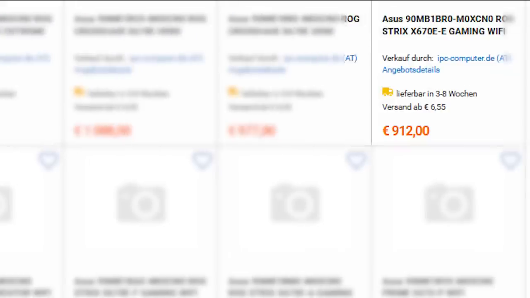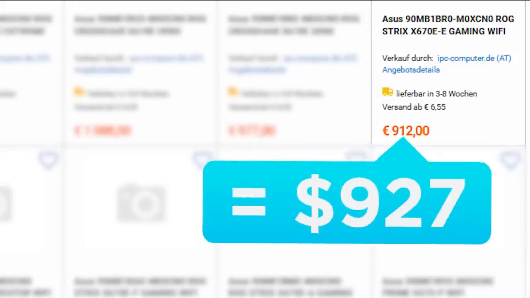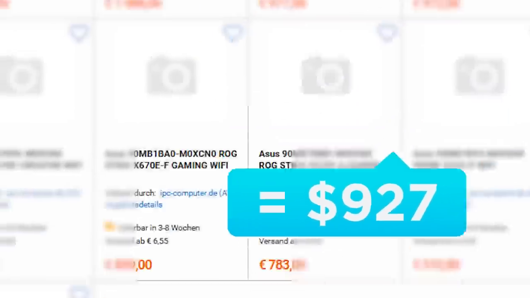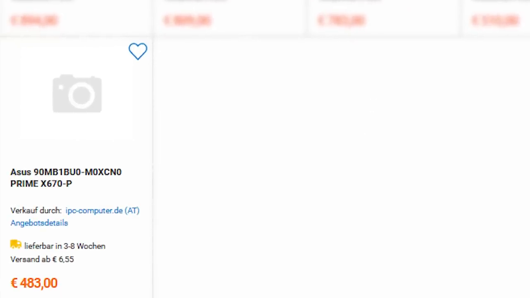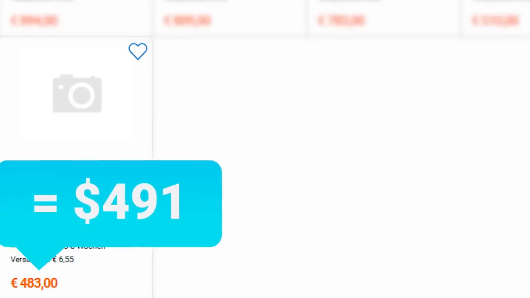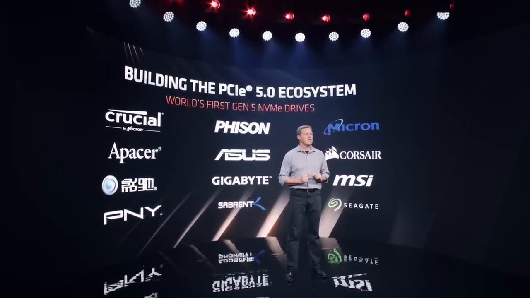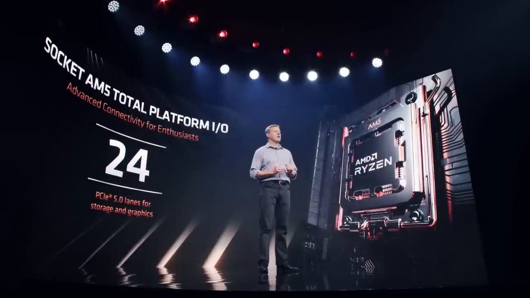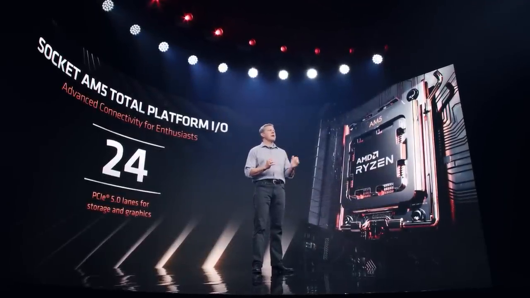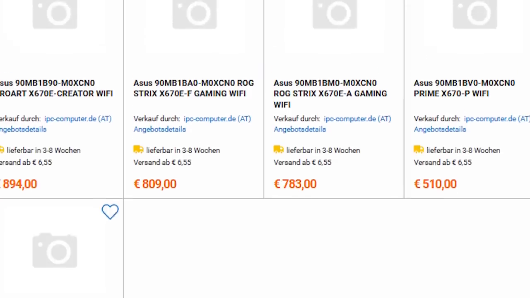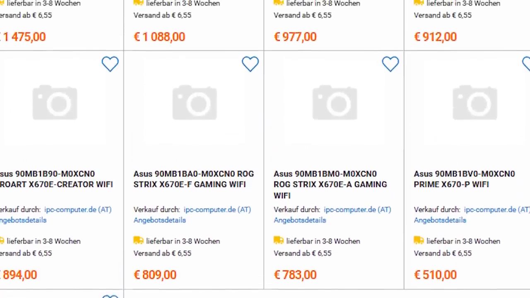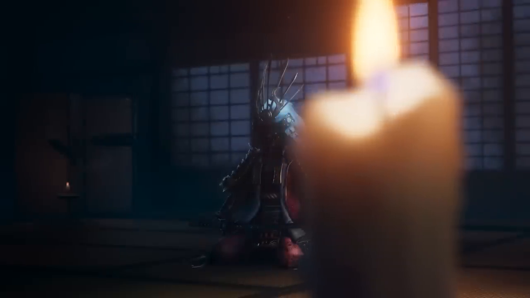Moving down, we have the Strix E Gaming Wi-Fi, which is $927, then moving all the way down to the Prime X670P, not the X670E, but P, we're looking at $491. All in all, AMD's next-gen platform may be quite a bit more expensive than last-gen. Of course, you can always argue that AM5 will last far longer than Intel's, but the initial price difference may not be that great.